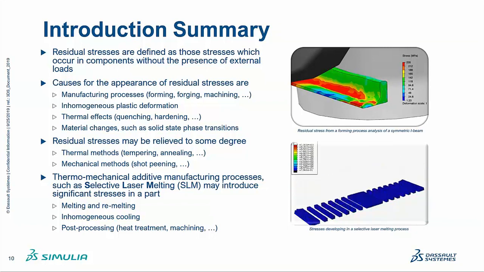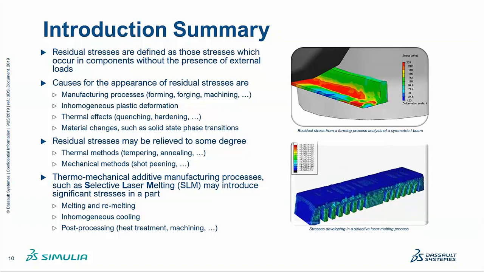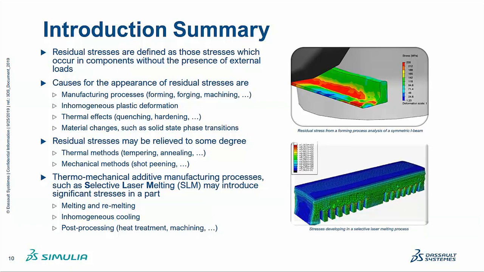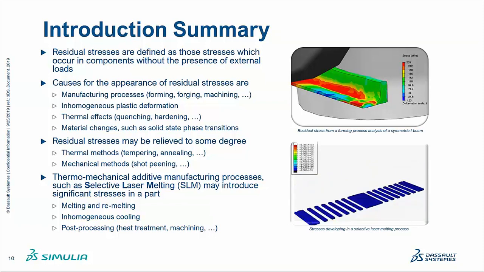On the side of novel technologies, additive manufacturing is typically one of those methods that can introduce significant stresses in a part, because you see a lot of melting and remelting, inhomogeneous cooling, and there is a lot of post-processing. There is heat treatment, there is machining, and so on and so forth. Particularly in the lower right-hand corner, you can actually see these stresses developing, in this case for a selective laser melting process.